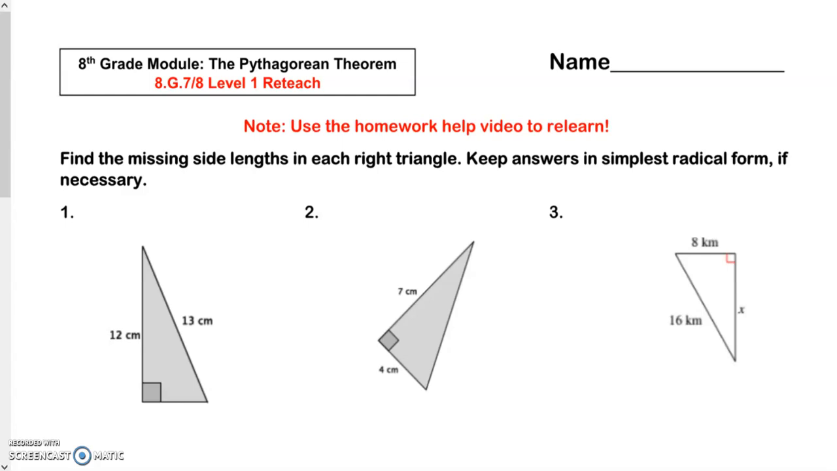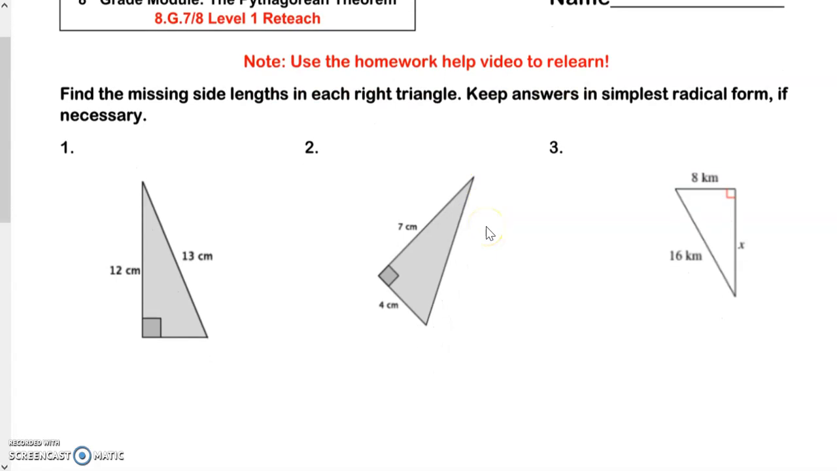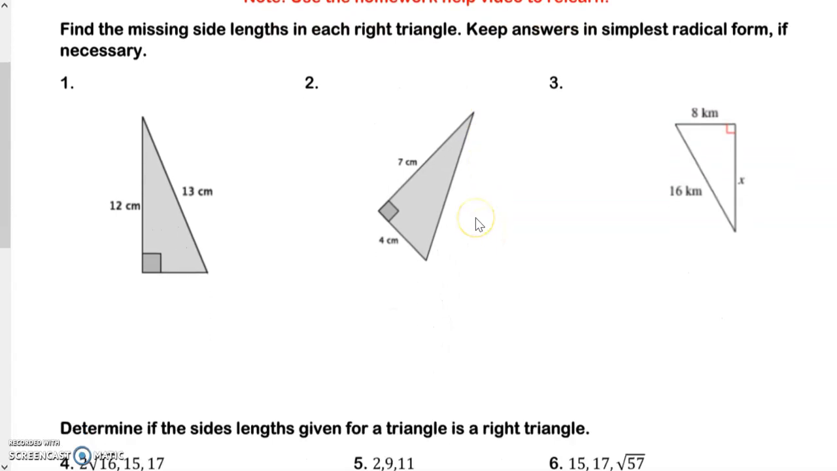Okay, class, we're doing 8th grade module, the Pythagorean Theorem, 8.G.7/8, Level 1 Reteach. Find the missing lengths in each of the right triangles. Keep the answers in simplest radical form if necessary. So keep in mind that we always want to find c, the hypotenuse, or the longest side.